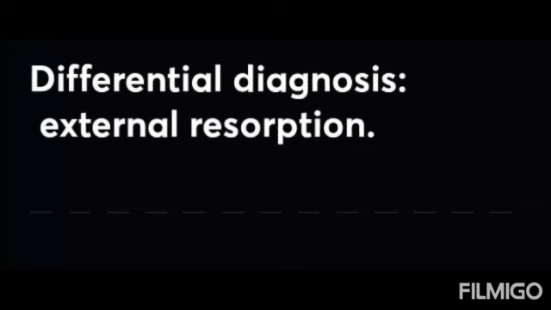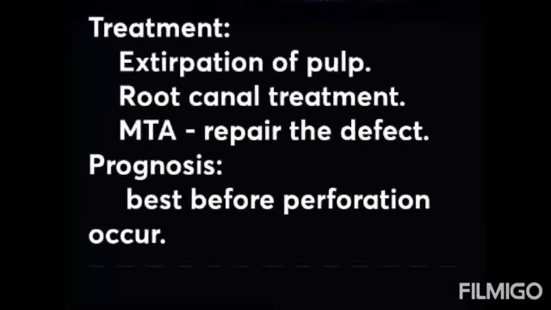In internal resorption, the resorptive defect is more extensive in the pulpal wall than on the root surface. In external resorption, it occurs more on the root surface.